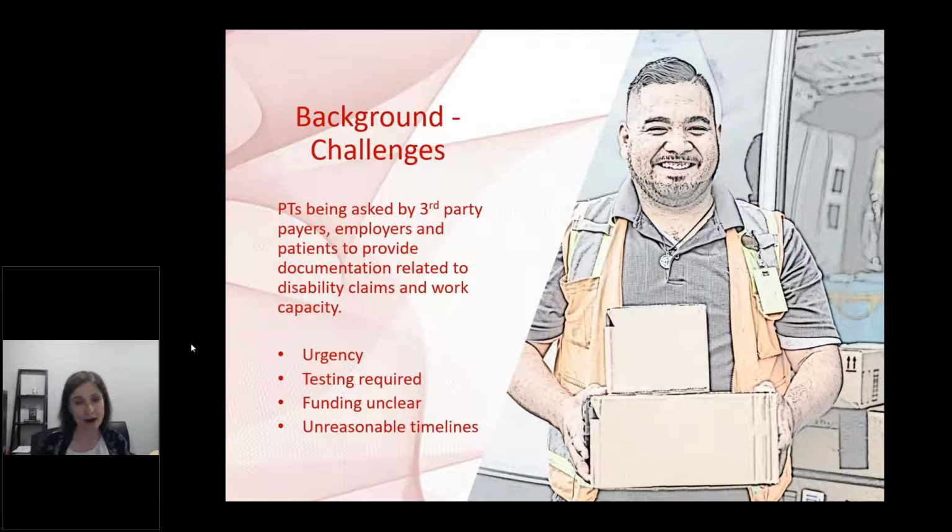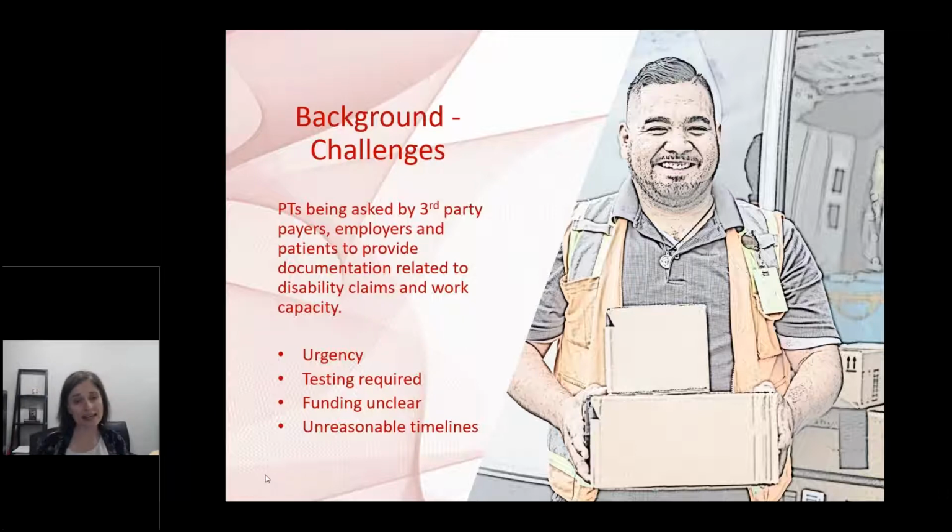And one of the primary challenges was that in many cases, the funding was unclear. It was not stipulated whether the employer, the third-party payer, or the patient or claimant was responsible for covering the costs, which could create challenges in that the physical therapist or the clinic was under pressure to provide the turnaround without a clear indication of how they would be compensated for the time required to complete those.